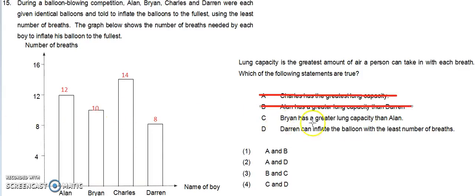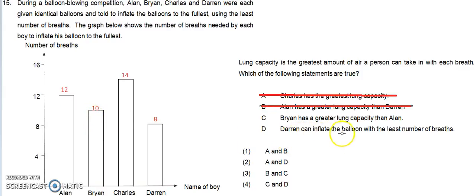C. Brian has a greater lung capacity than Alan. Brian took only 10 breaths as compared to Alan's 12 breaths. So this is actually true. Brian has a greater lung capacity compared to Alan.